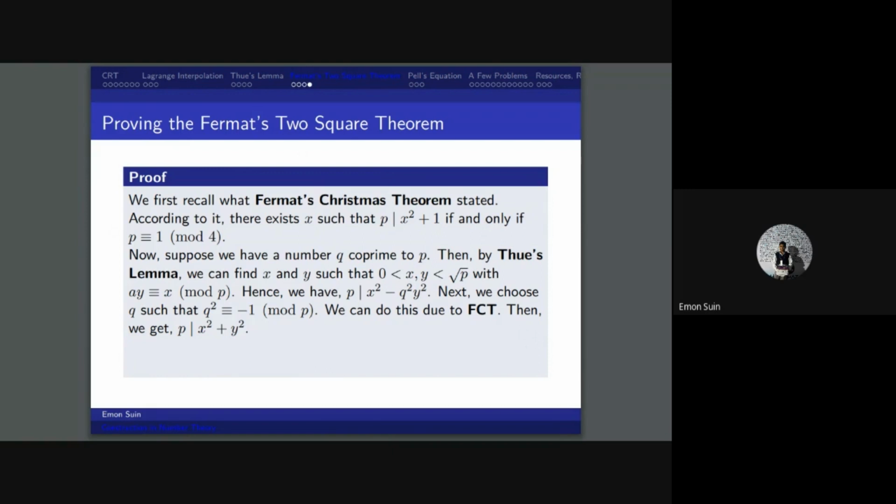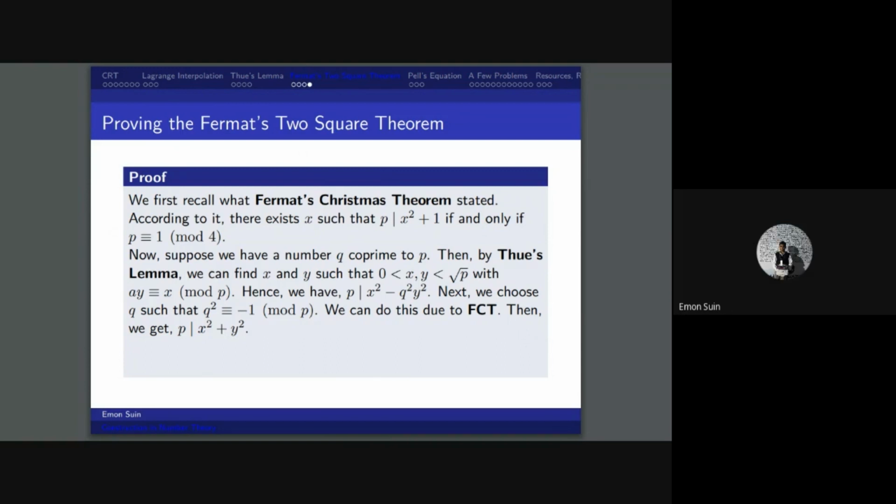What will be the range of x square and y square? Both will be less than p, so 0 < x square < p, and 0 < y square < p. That means x square plus y square will be less than 2p. Am I clear? Yes.